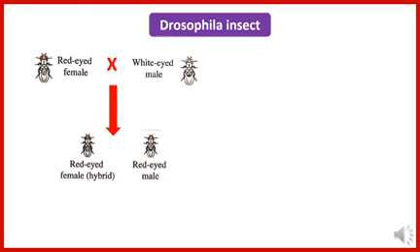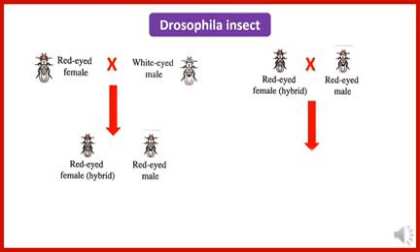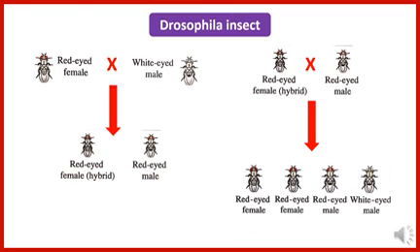And when he crossed the second generation, he found that 75% of the resulting flies had red eyes and only 25% had white eyes. So this proves that the eye color of the Drosophila insect is a Mendelian trait, as it follows Mendel's first law. And he concluded that this trait is a sex-linked trait, meaning that its gene is present on the sex chromosome, because he noticed that all the flies that had white eyes in the second generation were males.